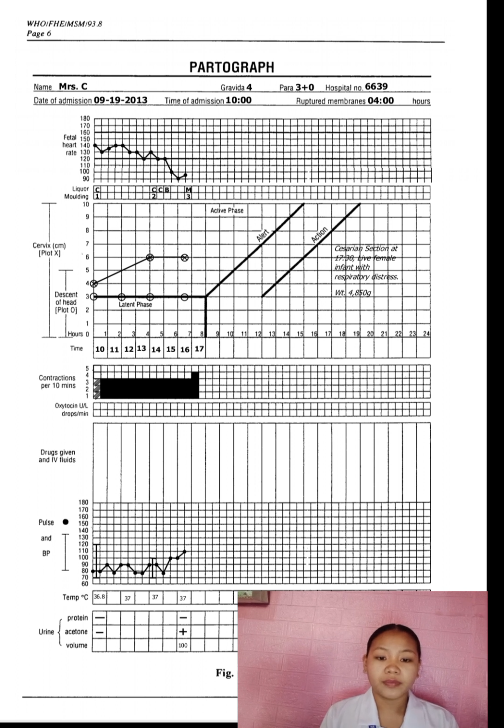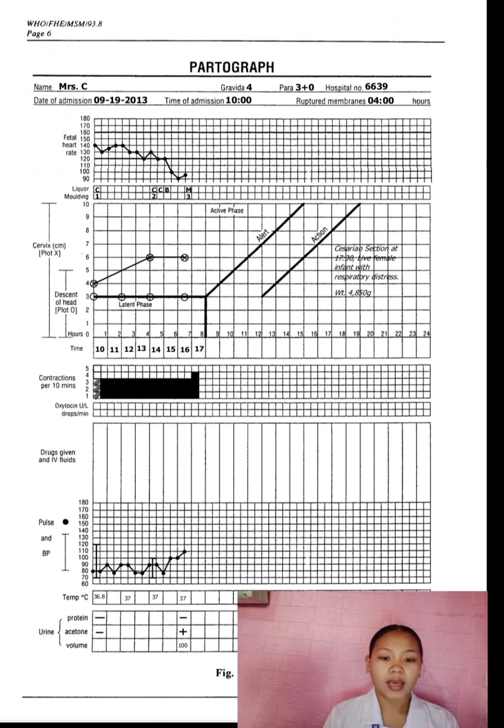Mrs. C and her family may become discouraged with the lack of progress and emotionally and physically exhausted. We should also continue attentive monitoring of maternal and fetal condition. The line has crossed the alert line. Blood-stained amniotic fluid is noted, so vigilance of maternal and fetal conditions is warranted.